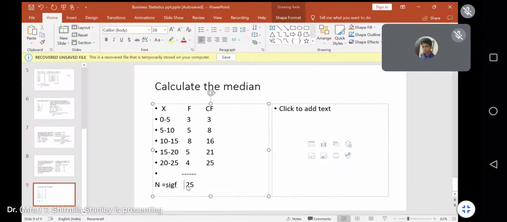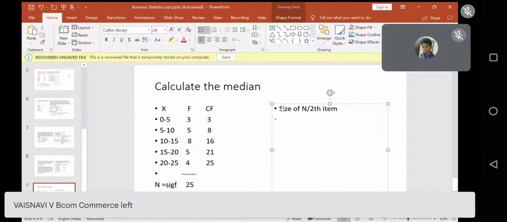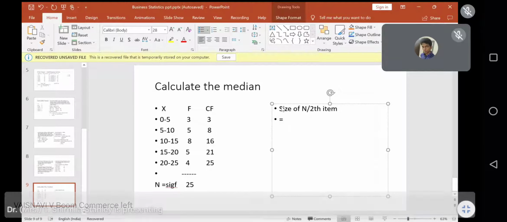Please don't get confused. This is where our formula will change. Only in the continuous series of problem, formula will change. So individual and discrete, you use size of n plus 1 by 2. Whereas here you will try to locate the size of n by 2. Please make a note of that. We are only locating, we have not found the median at all. We have only located where our median could lie, that's all.